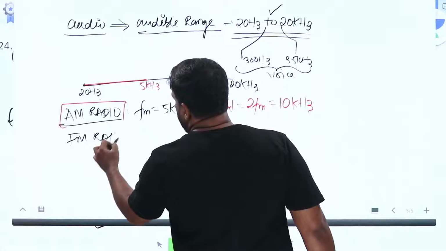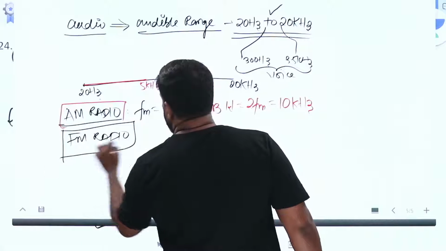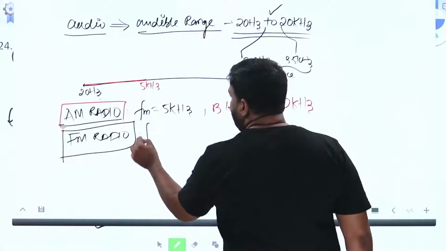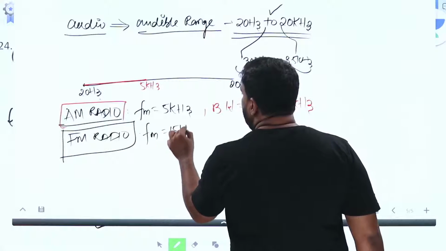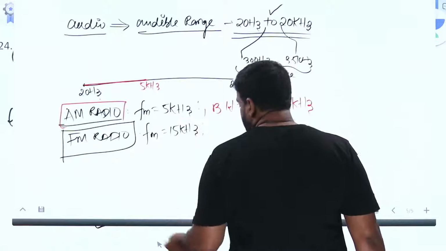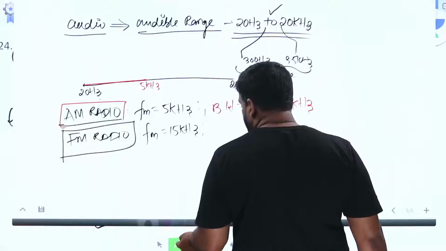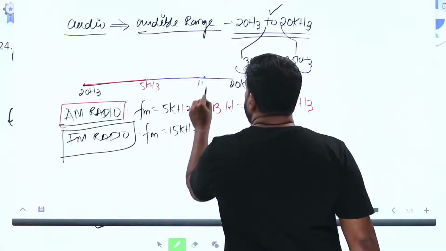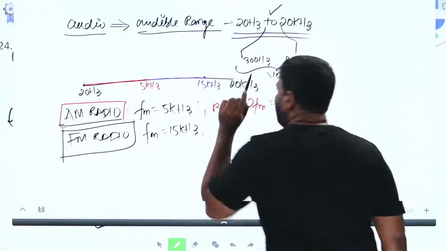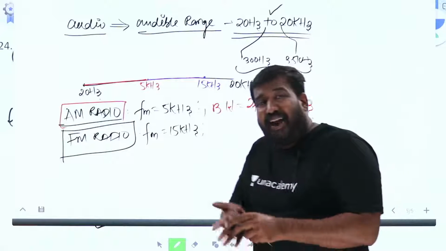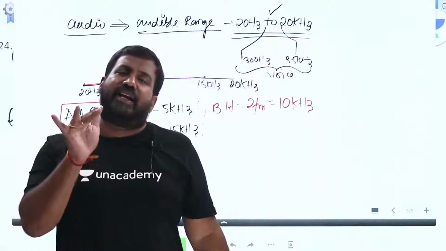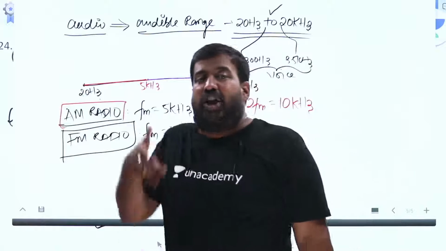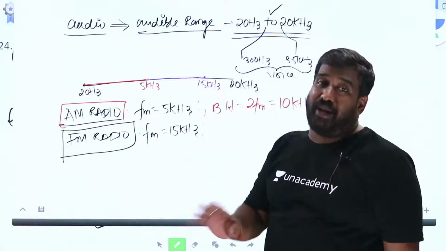FM radio will allow frequencies up to 15 kilohertz. Now you got it? AM radio allows only up to 5 kilohertz, but FM radio allows up to 15 kilohertz. Not only voice, music can also be accommodated. That's why you feel at ease. You feel good when you listen to FM radio. You enjoy listening to FM radio compared to AM radio.